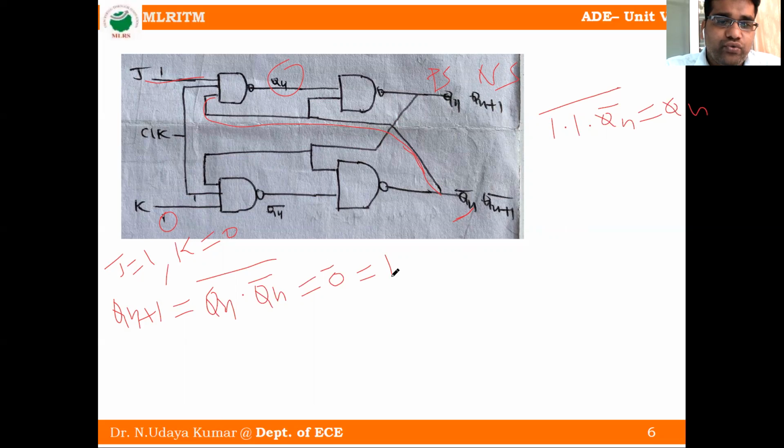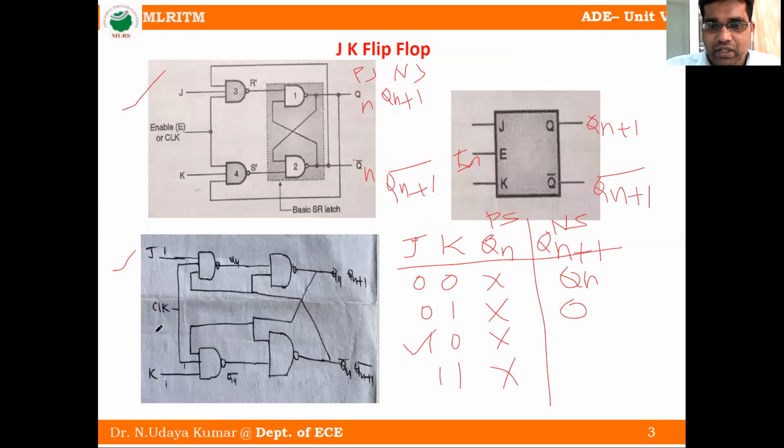So no need to go for the complement of the next state. That is, we don't need Qn plus 1 whole bar here, because if Qn plus 1 is equal to 1, then definitely Qn plus 1 bar is always 0. That is the complement of each other. So here Qn plus 1, the next state, we got 1.